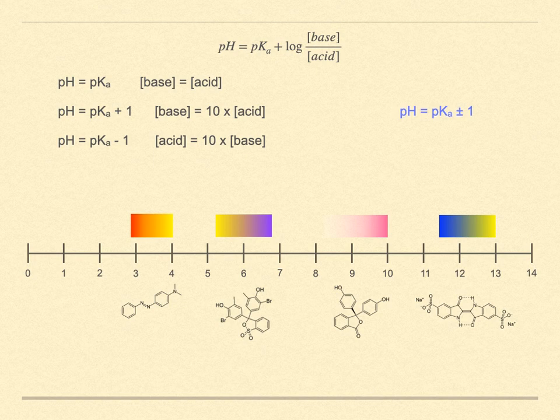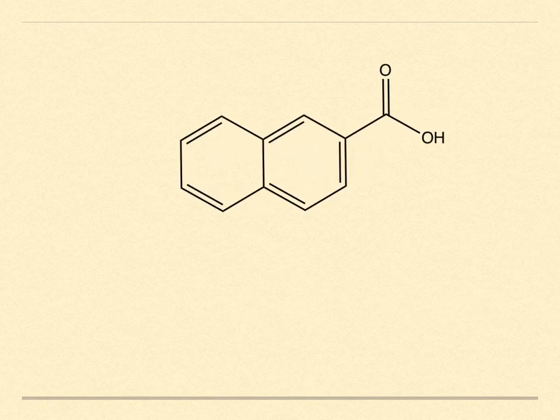So how should one go about choosing an indicator in a specific situation? Well, you need to know something about your analyte sample. Perhaps you are titrating a solution known to contain 2-naphthoic acid. Its pKa is 4.16. We know that the equivalence point of a titration is where we have a solution of the weak conjugate base of the acid.